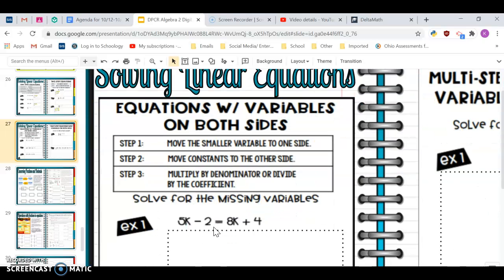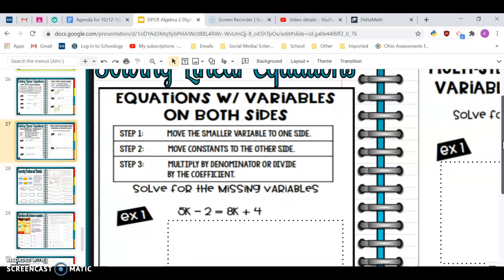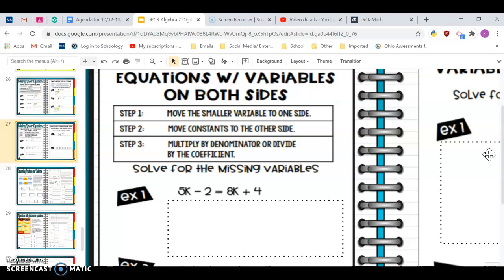So we're dealing now with equations with variables on both sides. Let's look at these steps, and let's take a look at an example. This time we are going to move whatever smaller variable there is to one side, move the constants to the other side, multiply the denominator or divide by the coefficient, and then you will get your variable by itself.